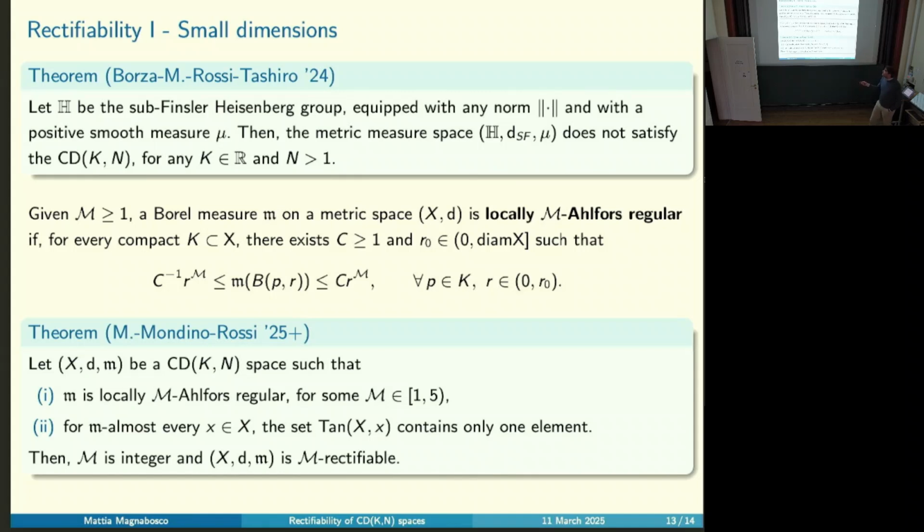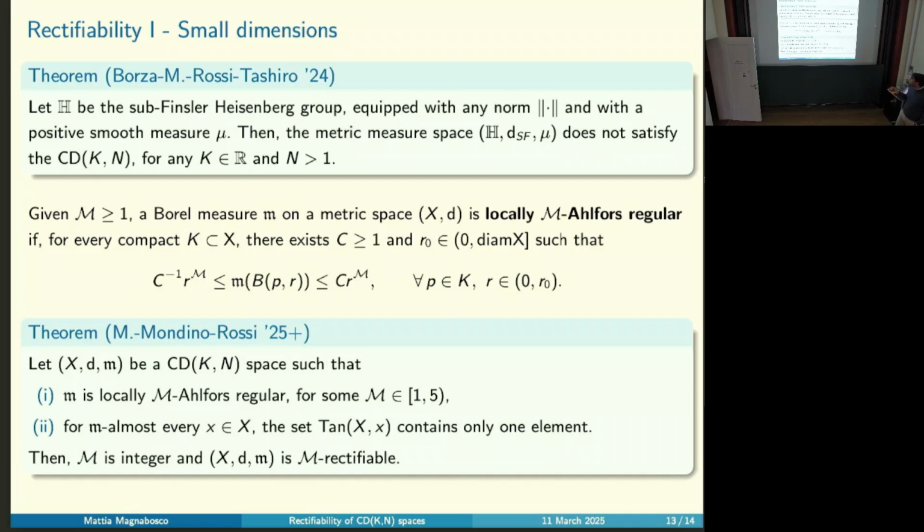So if we have a metric measure space (X,d,m), which is CD, and we have these two assumptions. The first one is that the reference measure is locally m-Ahlfors regular for some m between 1 and 5 excluded, and the set of metric tangents is a unique element at almost every point. Then we can prove that m is integer and that our CD(K,N) space is m-rectifiable.